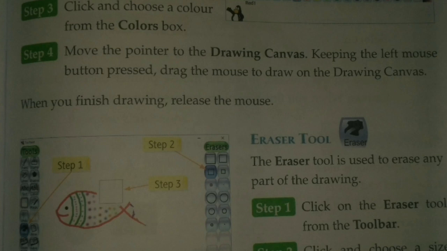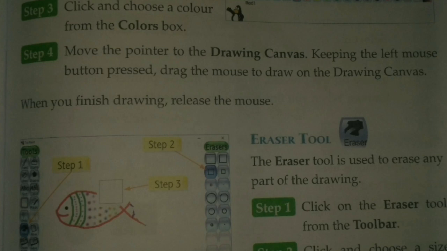So we can study how to take the paint tool. When you open it, you can see the TextPaint canvas, or drawing canvas. In that, you can select the first option, that is the paint tool, from the toolbar. Step 1, you click the paint tool from the toolbar. Before drawing, you have to study which tools you can see in TextPaint.